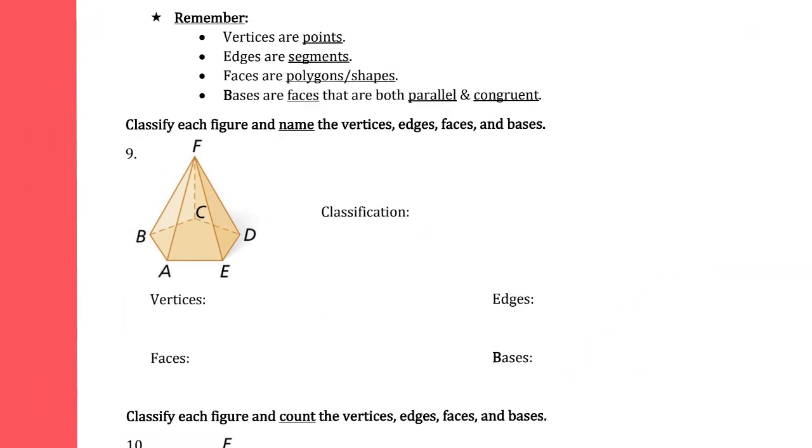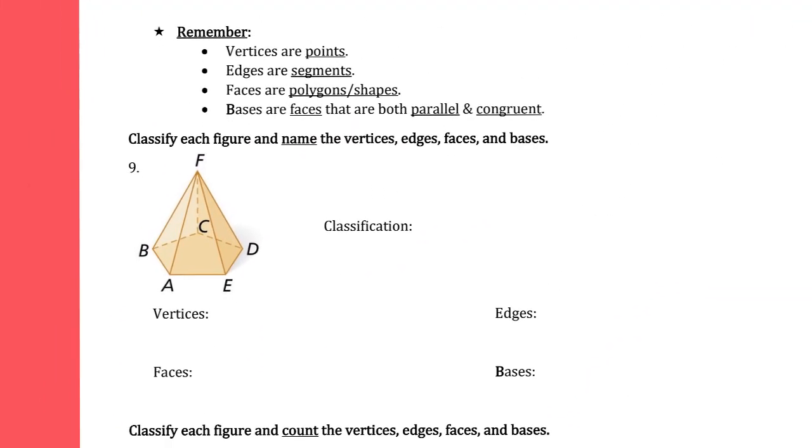If you want to name a vertex, it's a point. An edge is a segment. The faces are going to be the polygons that you see that form them. And then the bases, again, are also polygons. So if you want to list these, you ask, okay, what is this? This is a pentagonal pyramid. The vertices are points, so you list them out. It would be A, B, C, D, E, F. Those are all the points that would be vertices.